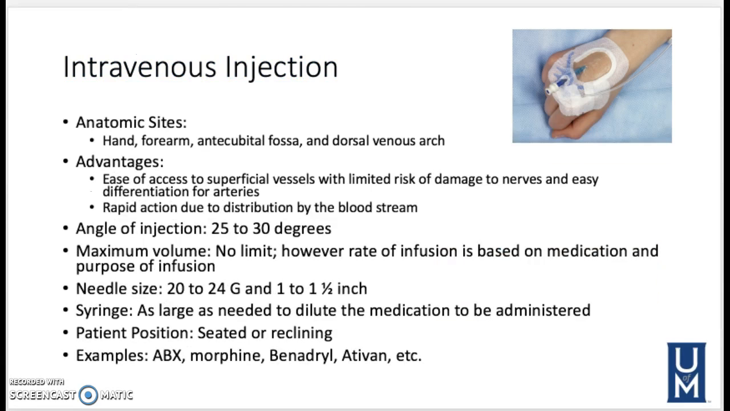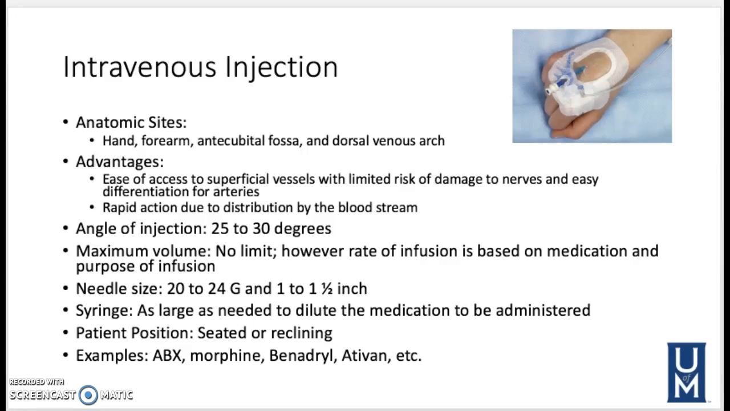Okay, so switching over to intravenous injections. Intravenous injections simply mean into the vein, intravenously. Different sites that you can use for intravenous injection are most commonly found in the hand, forearm, and cubital fossa. That's going to be the bend of your elbow, and your dorsal venous arch, which is actually in your foot, which is less commonly used.